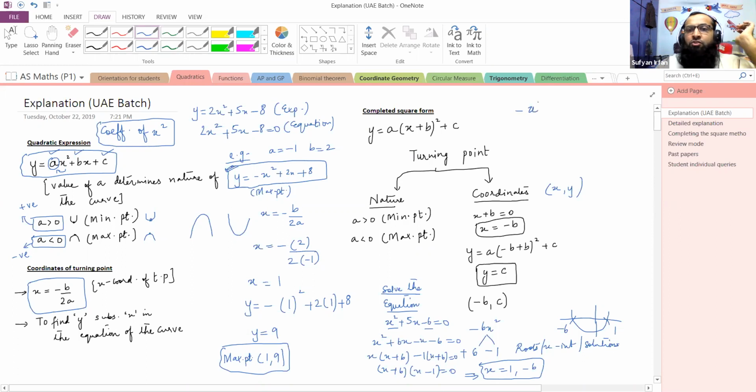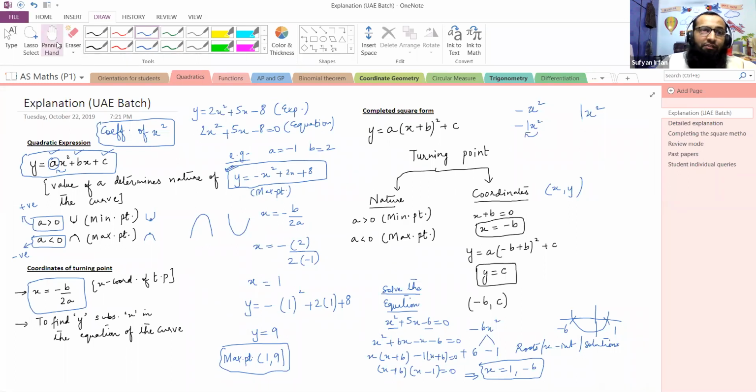What is the meaning of negative x square? What is the meaning of x square? X square means there's nothing written. It means it's a 1. If it's negative x square, this means it's negative 1x square. So the coefficient of x square is negative 1. As I said, whenever the coefficient of x square is a negative number, then this is going to be a sad face because of the negativity, and a sad faced curve has a maximum point. And if the value of a is positive, then with positivity around us, we are going to be happy. It's going to be a minimum point then. Have I cleared the confusion?